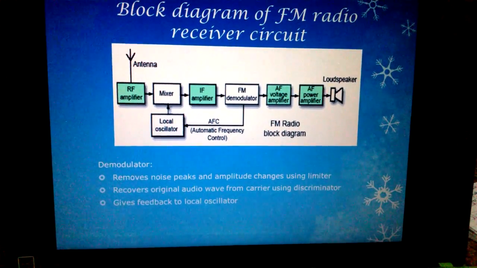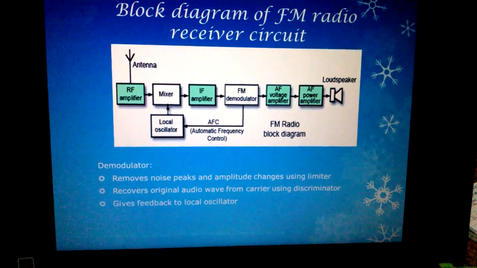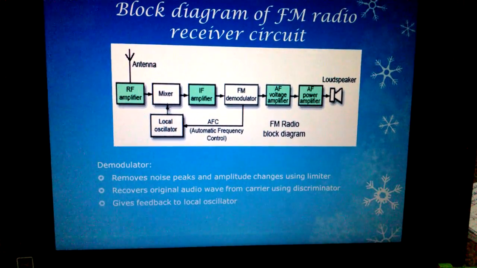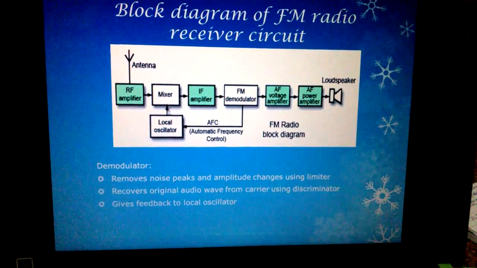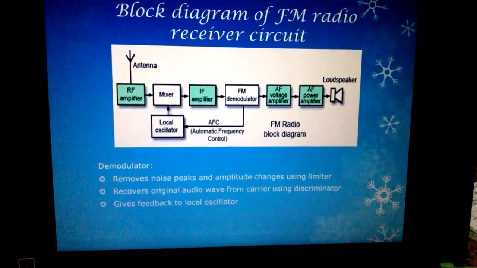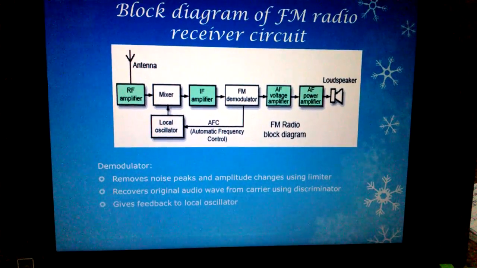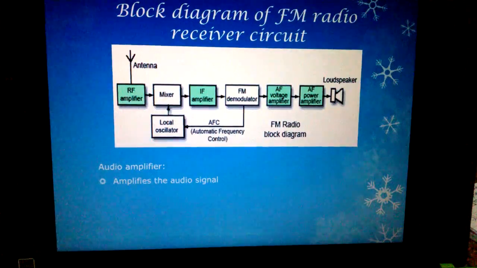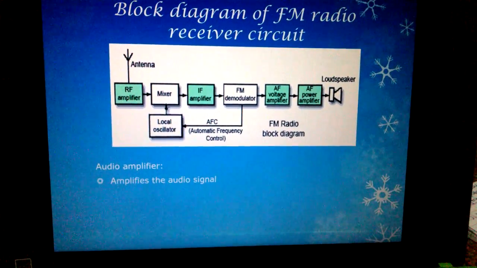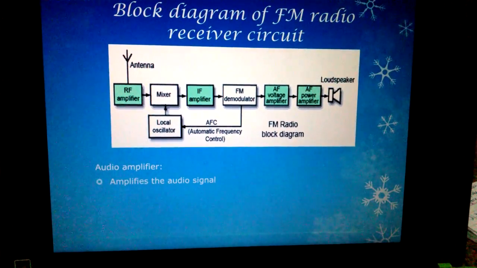The demodulator uses a limiter to remove the noise peaks and amplitude changes before detection of the FM signal. It then recovers the original audio input wave from the modulated wave using a discriminator by separating the input wave which was modulated on the carrier wave. Part of the signal is then fed back to the local oscillator as an automatic frequency control voltage. The signal is then amplified by the audio amplifier and then fed into the speaker, which provides us with the final sound. Let us look at the working of the receiver circuit.